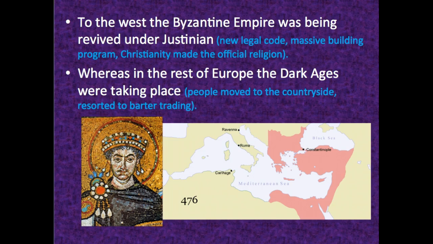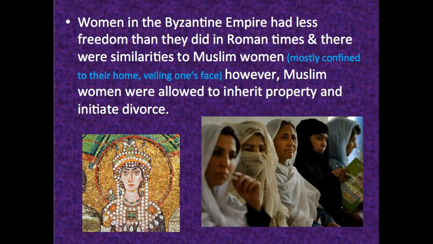In the rest of Europe, they're facing the Dark Ages. People are moving to the countryside. They resort to barter trading at this time. We're dealing with the years around the fall of Rome, 476, when, of course, Constantinople is developed. It is Byzantium, which turns into Constantinople and rises as a major trade port under Justinian.